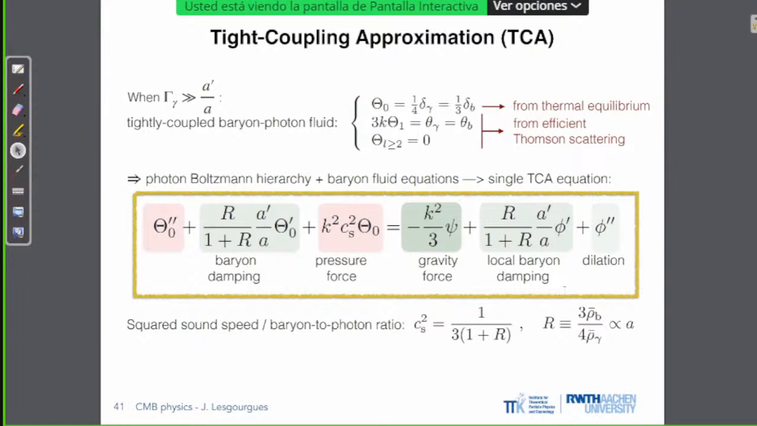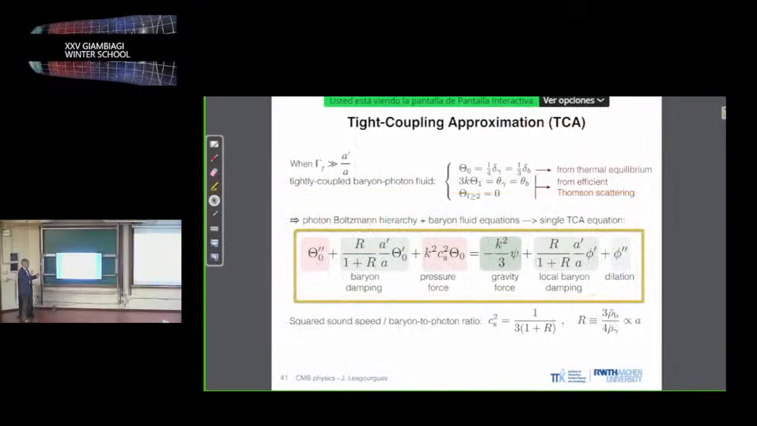And I'm going to comment on the different terms. If there was no gravity in the problem, we would have only the red terms. Theta 0 prime prime plus k squared c_s squared theta 0 equals 0. This is the equation of propagation of sound in a medium without dissipation, telling you that when you generate an overdensity, you have a density wave or a pressure wave propagating up to infinity without losing energy, at least when c_s is a constant, the sound speed.